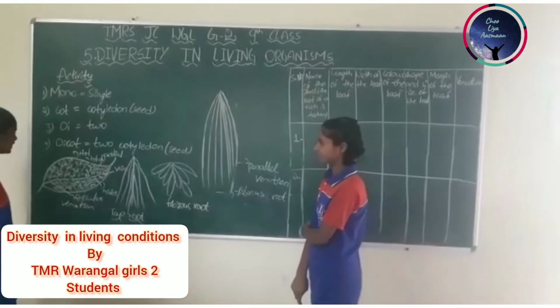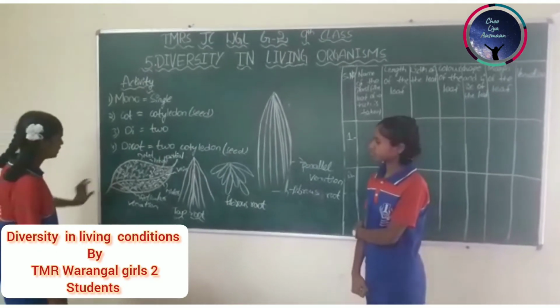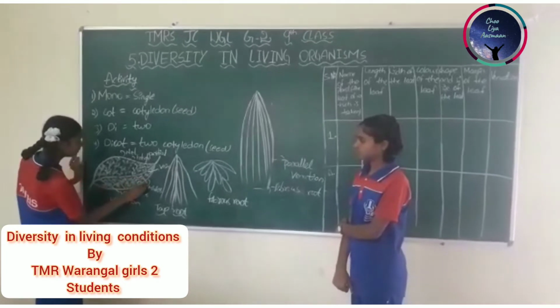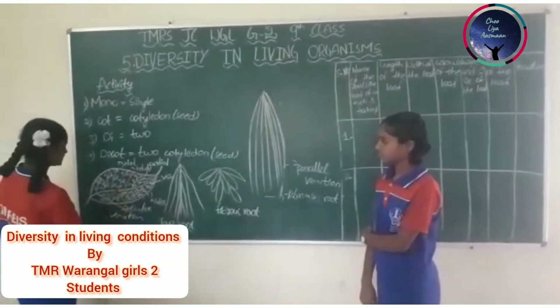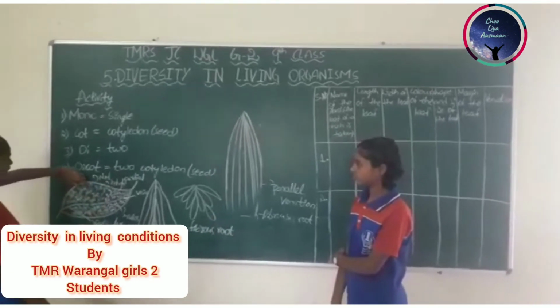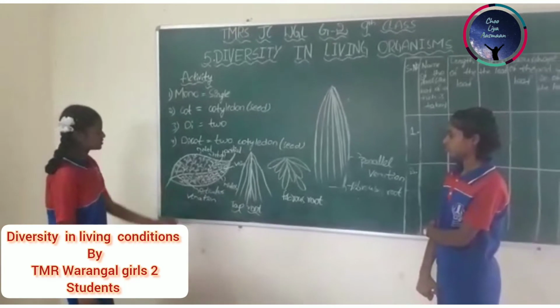It's my turn to introduce reticular venation. In reticular venation, we find a midrib and veins. The lateral veins form a net-like pattern, and that is nothing but reticular venation.